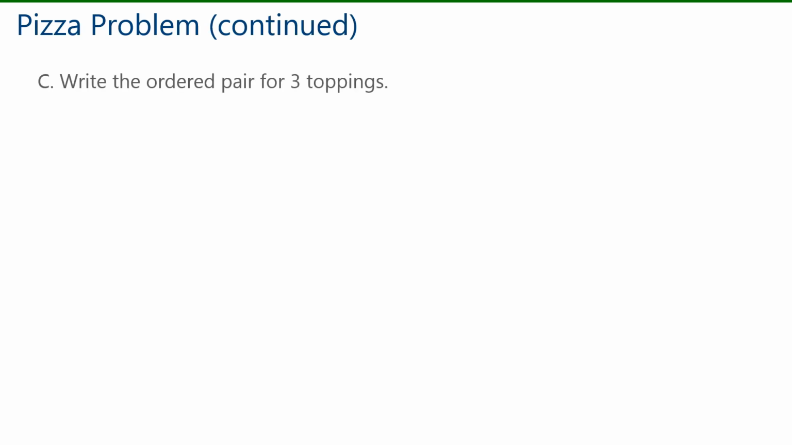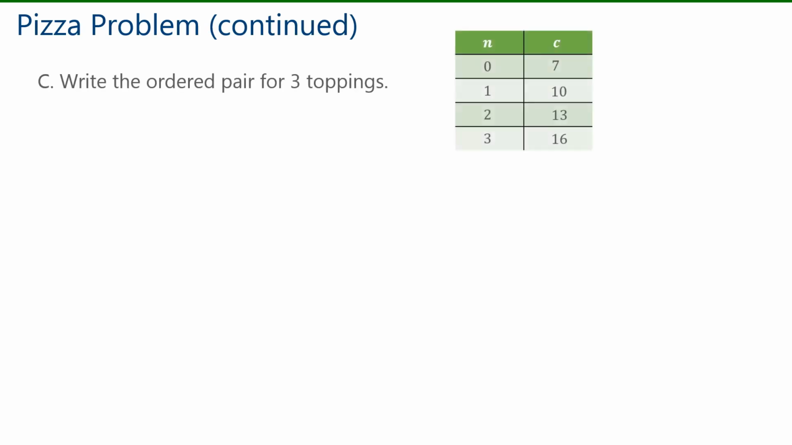Write the ordered pair for 3 toppings. Let's look at our table again. And we can see that when n equals 3, c equals 16. So the ordered pair is simply (3, 16).